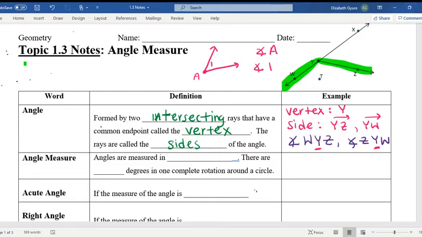So now let's talk angle measure. And I'm just going to tell you, when I write things in this table, for some reason, sometimes things are shifting down. So hopefully it cooperates with me today. But angle measure, we're going to say angles are measured in degrees.